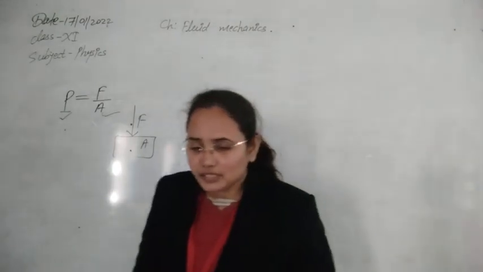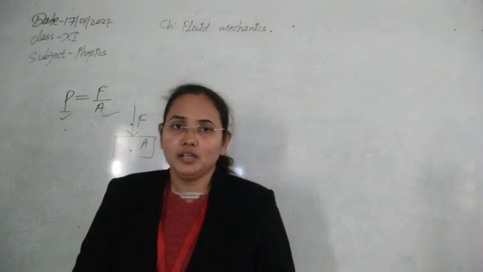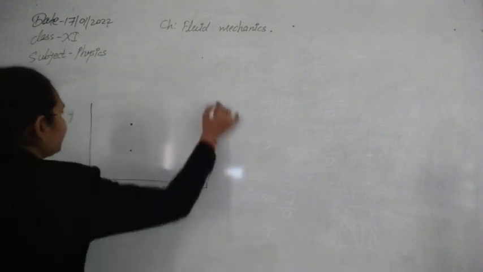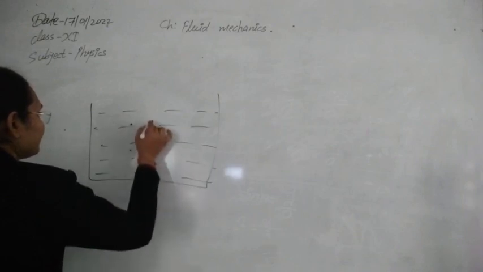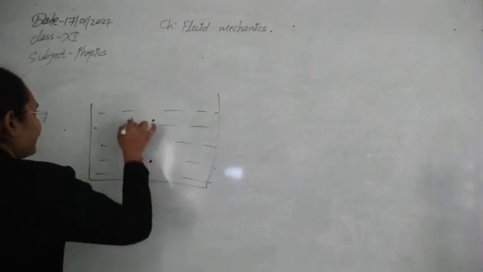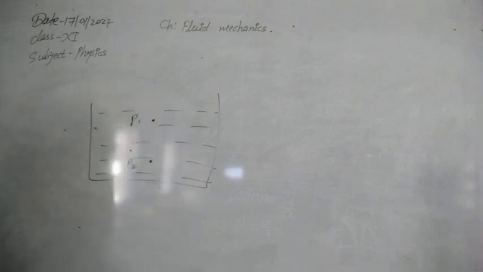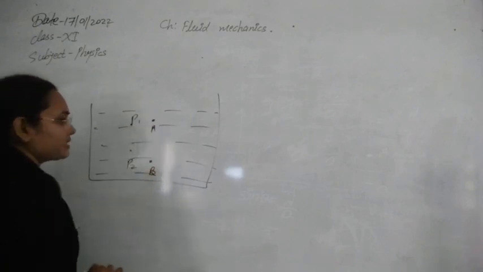After this, the next topic we have is the variation of pressure with depth. How the pressure varies with depth, since we are only doing a revision, I will not prove it here. For example, suppose in a container we take some liquid. Now we take two points in the liquid, A and B, and P1 and P2 are the pressures at point A and point B.